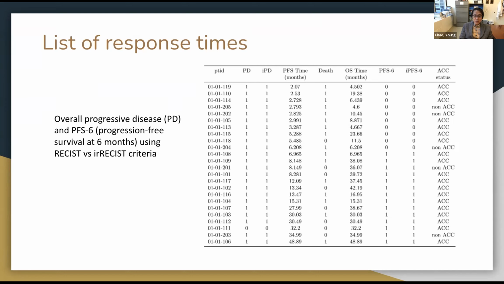So I think you can make, this is just to kind of see the pattern, but you can make separate progression-free survival graphs. One for the regular RECIST and the other for the iRECIST. So that's the iPFS.